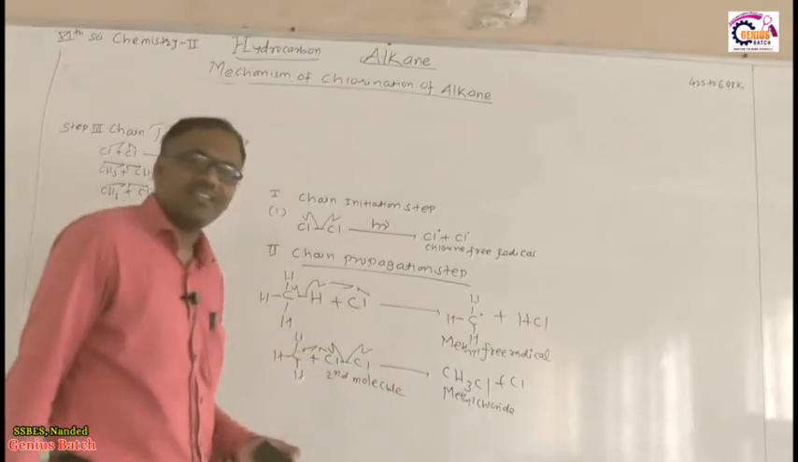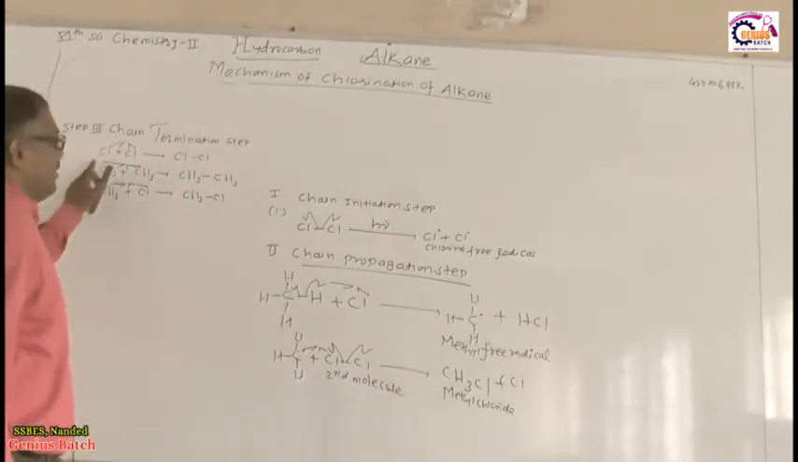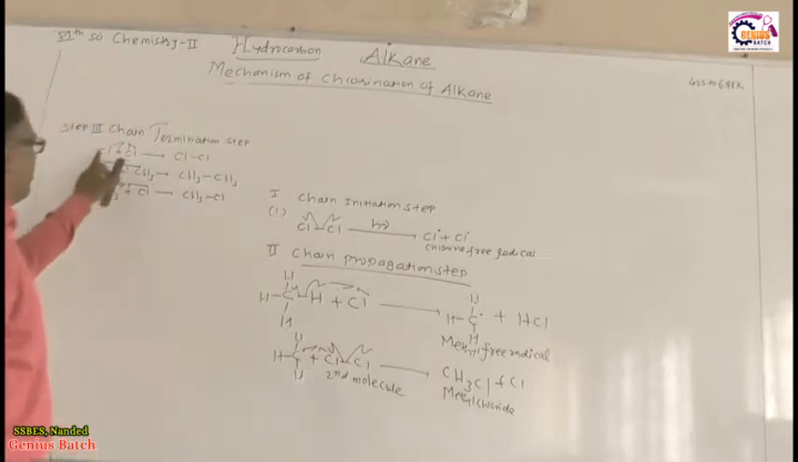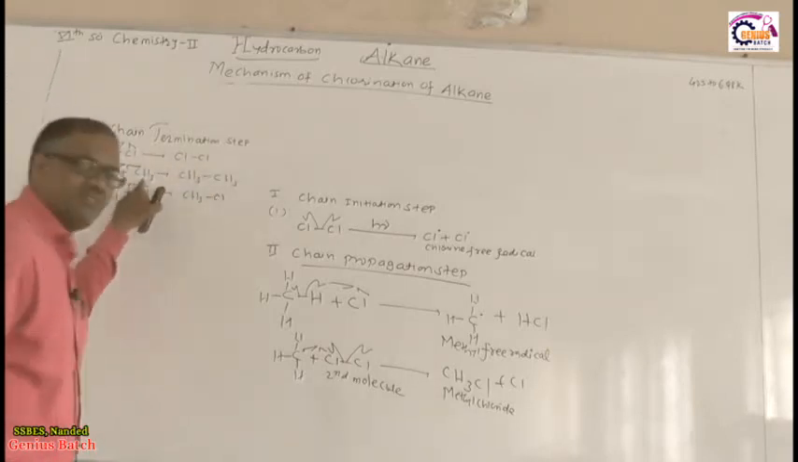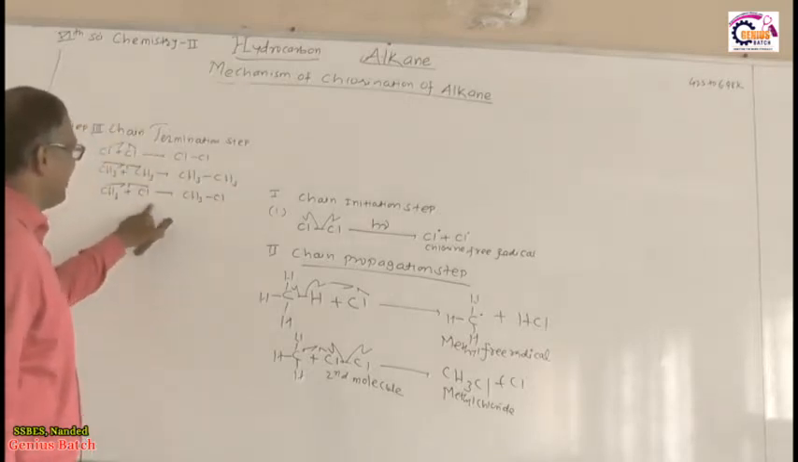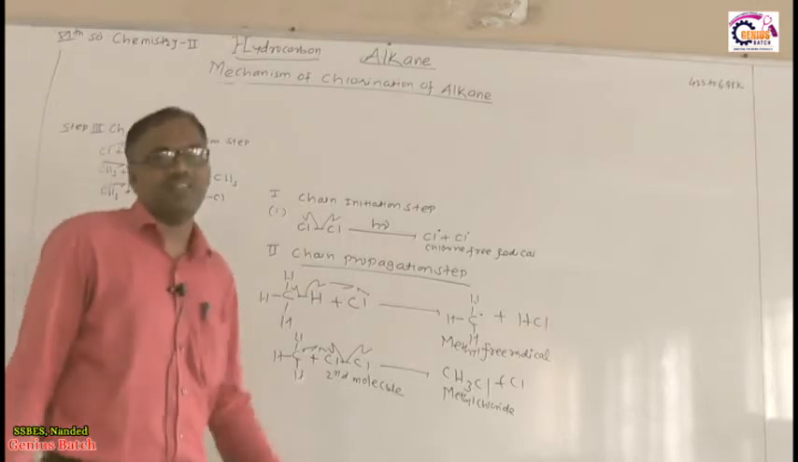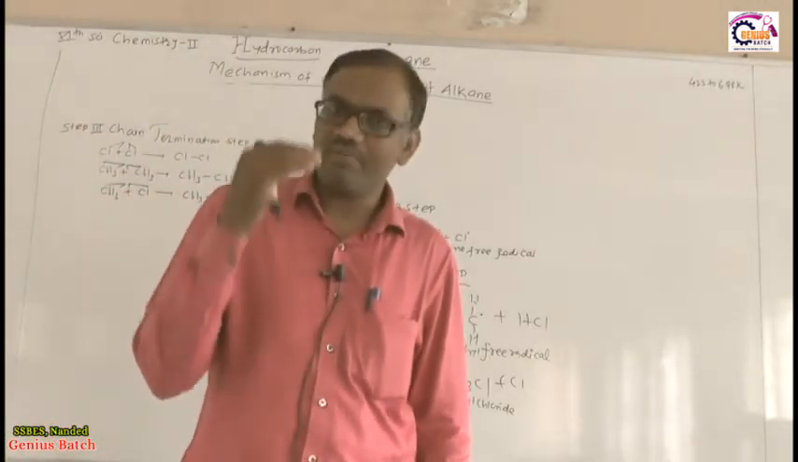Now what happened in the chain termination step? There may be the possibility of chlorine-chlorine combination to form the chlorine molecule, methyl free radicals combining to form ethane, then methyl free radical and chlorine free radical combining to form methyl chloride. So this is the mechanism of chlorination of alkane.